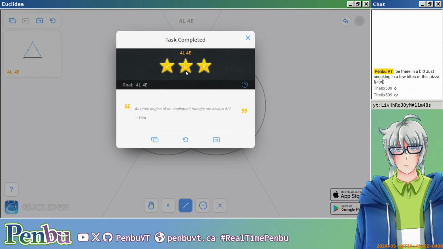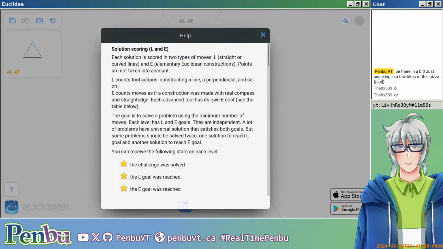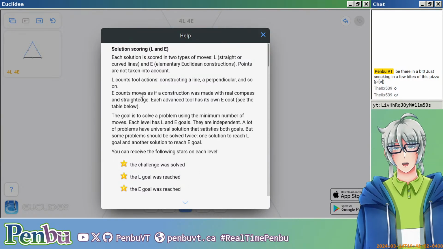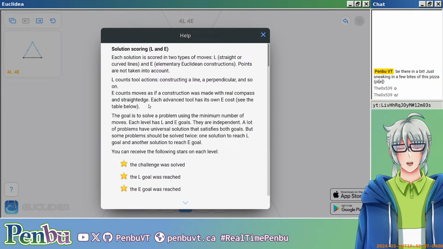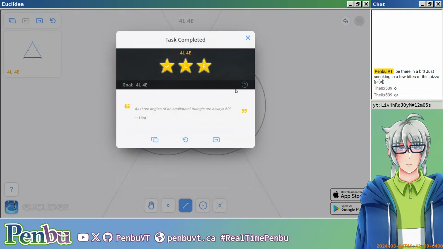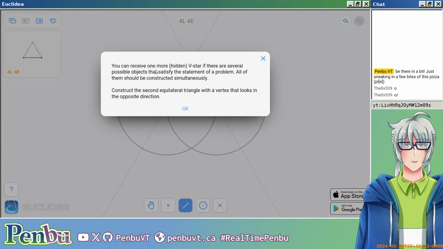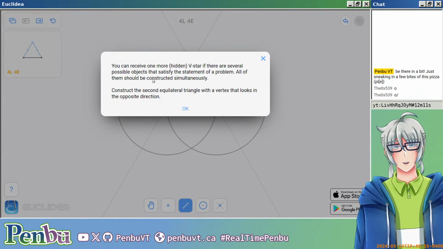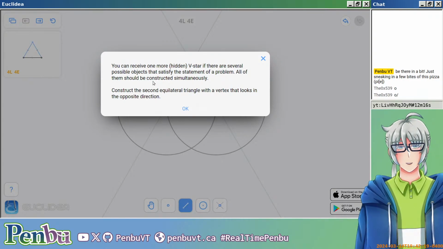And so now we get all these stars, one for completion, one for the minimum number of tools, and then the other one's minimum number of real compass and straight edge actions. Okay, now we get another one. You can receive one more hidden star if there are several possible objects that satisfy the statement of a problem. All of them should be constructed simultaneously.